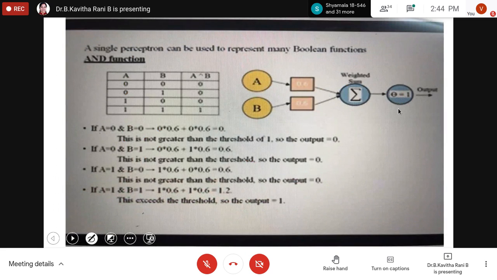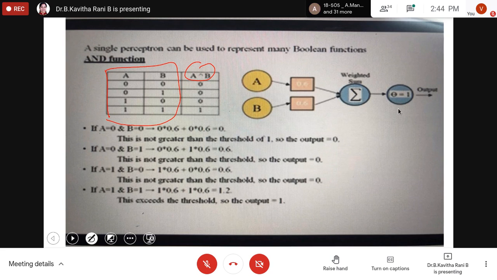So a single perceptron can be used to represent many Boolean functions. Here we are using the AND function. This is your data set. Here the AND function is used, A and B: 0 and 0 gives 0, 0 and 1 gives 0, 1 and 0 gives 0, 1 and 1 gives 1. I think you know this. This is called a truth table. If we apply this data to our network, what will happen? Is it true or false? In this way, we will be representing all the Boolean functions here, AND, OR, XOR, all these things.